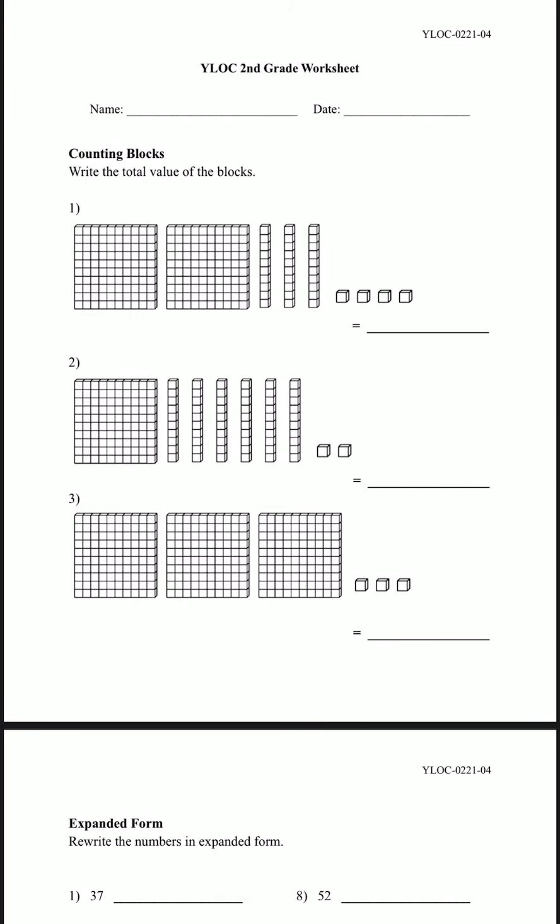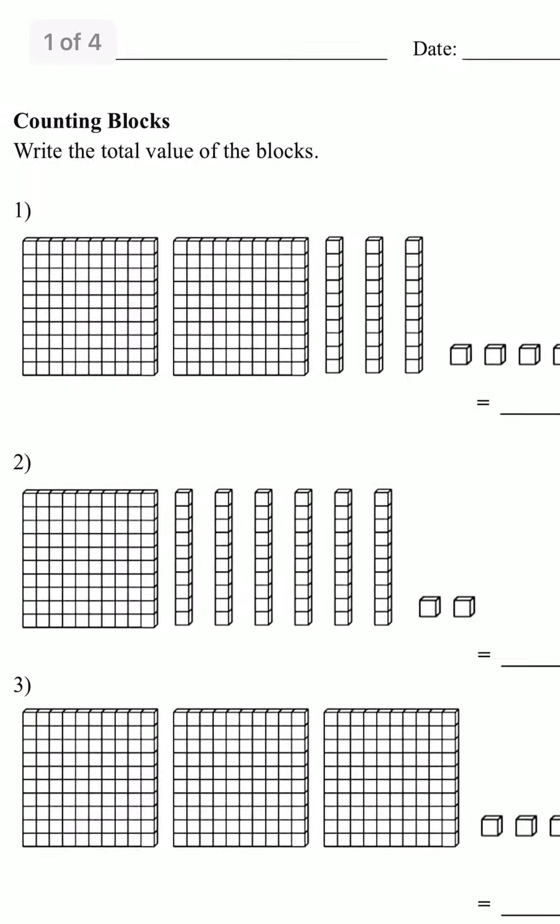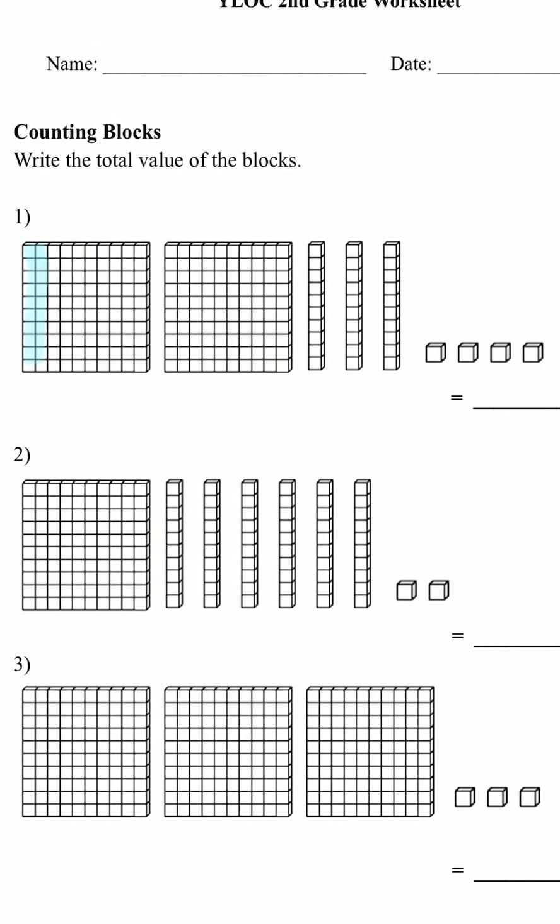Hello, this is second grade lesson 4, and counting blocks is the first thing that we're going to start today. So, write the total value of the blocks. When we look at the blocks, this one represents 100, okay? And each of these represents 10. And these ones by themselves represent 1. So that's 1, that's 1, that's 1, and that's also 1, okay?